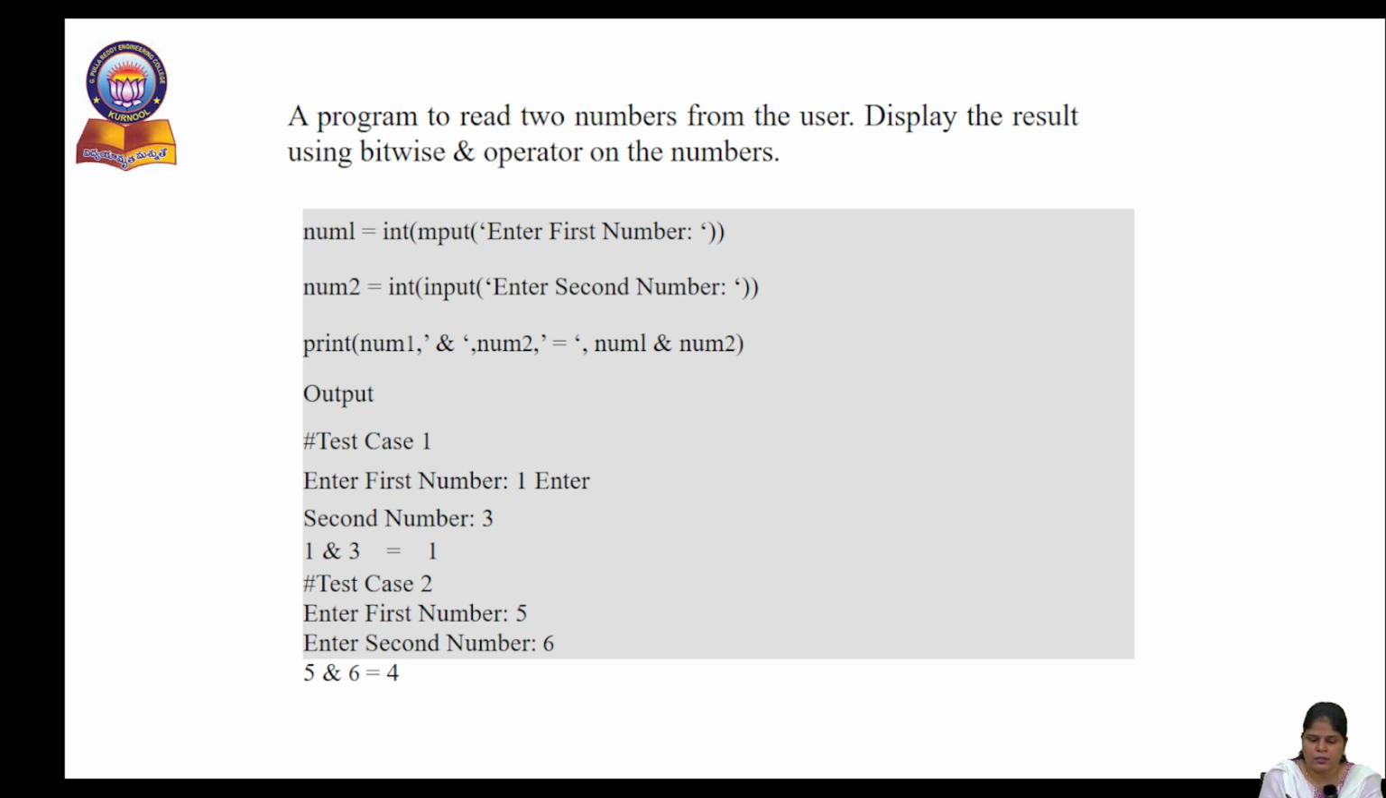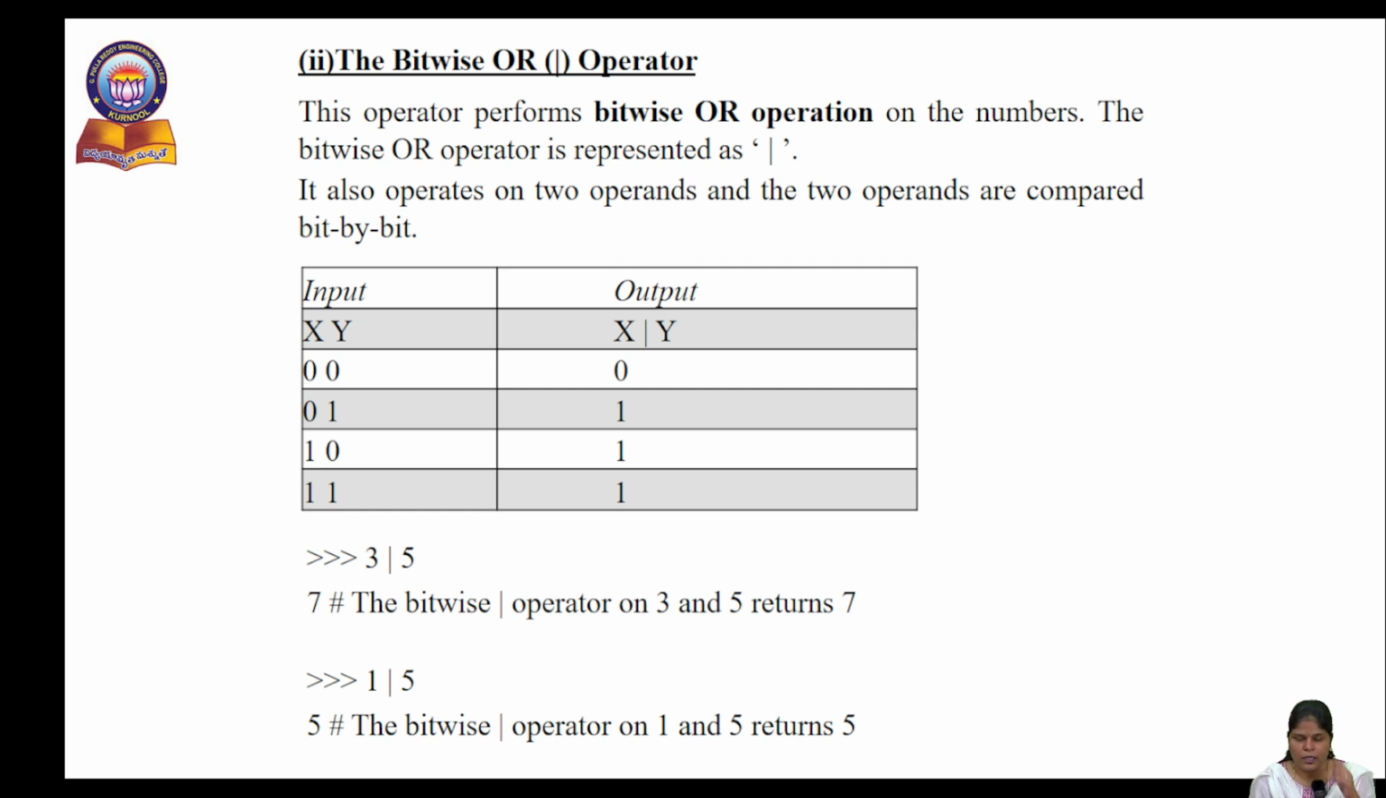And here I am taking input number 1, then entering a second number. Just reading 1 and 3, what is the output I got? And if I take 5 and 6, what is the output I got? 4, right? And bitwise OR is the opposite of bitwise AND. If either of the bits is 1, or both the bits are 1s, it will give the output as 1. Otherwise it will give the output as 0.